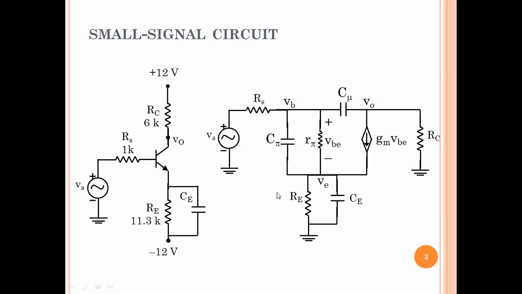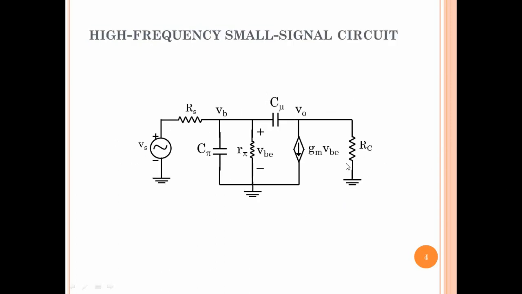So let's quickly look here. If this emitter node is grounded because CE is shorted, then what we are left with is what is on the top, which is here. So now our goal is to solve this circuit, including C pi and C mu.